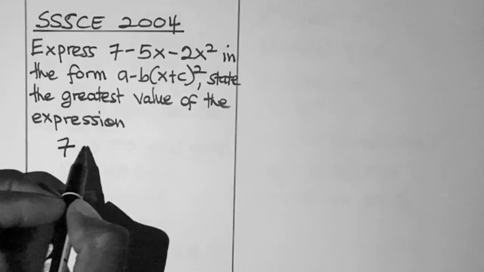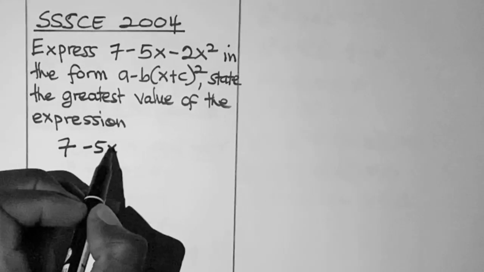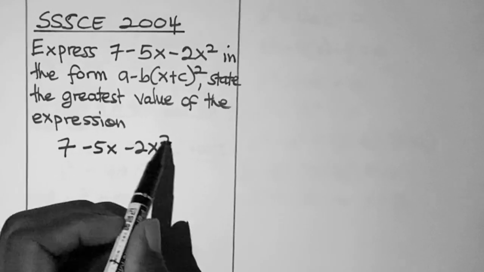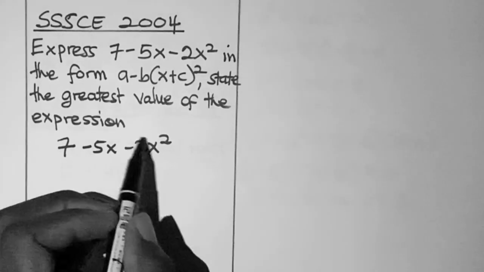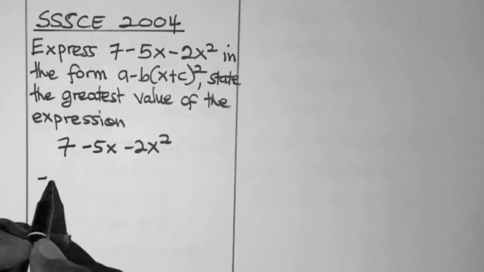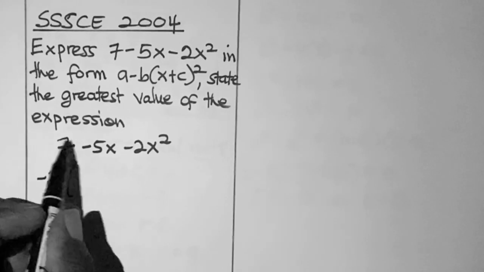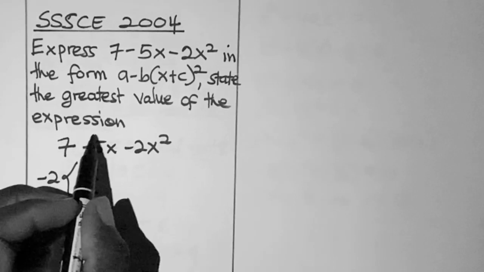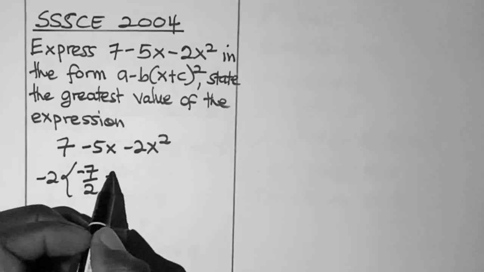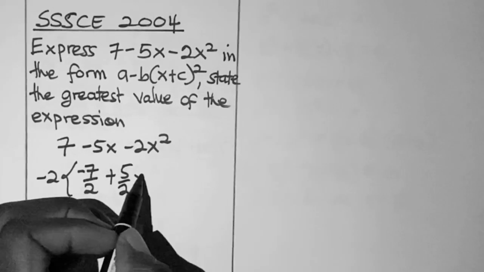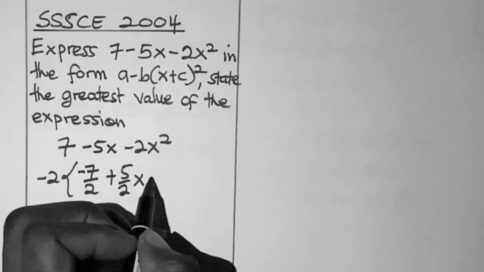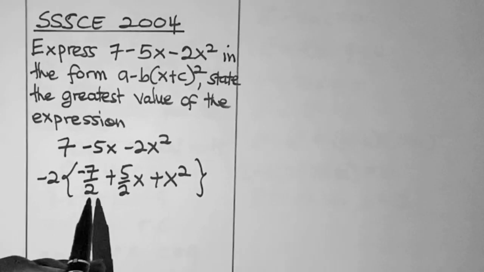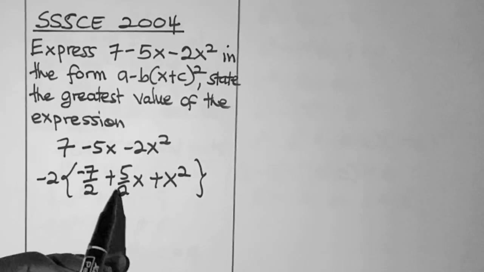So the equation is 7 minus 5x minus 2x squared. Now we need to make the coefficient of x squared 1. So that means we need to factorize -2. So this becomes -2, then here becomes -7/2. Then -5 divided by -2 becomes plus 5/2 x, then plus x squared. So what we need to do is to find half of the coefficient of x.